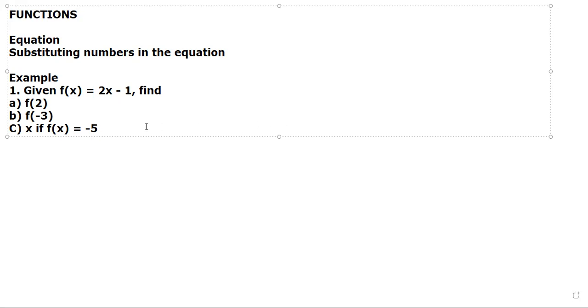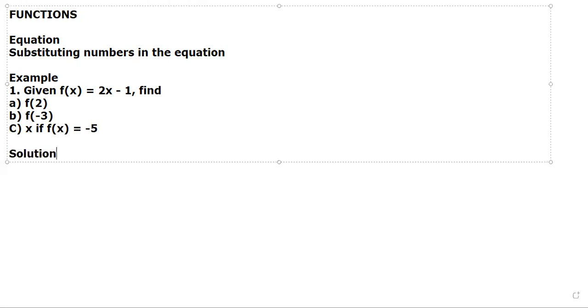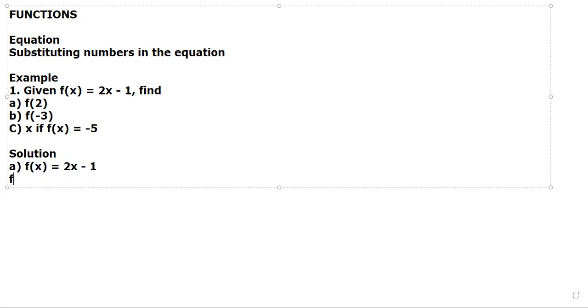So the first thing that you do, when you are solving for the first one, f of 2, is that you first of all write your equation, 2x minus 1. So f of 2: where there's x there, we are substituting a 2. That means it's actually 2 by 2, then minus 1. That means f of 2 is equal to 2 by 2, of course, that's a 4, minus 1.